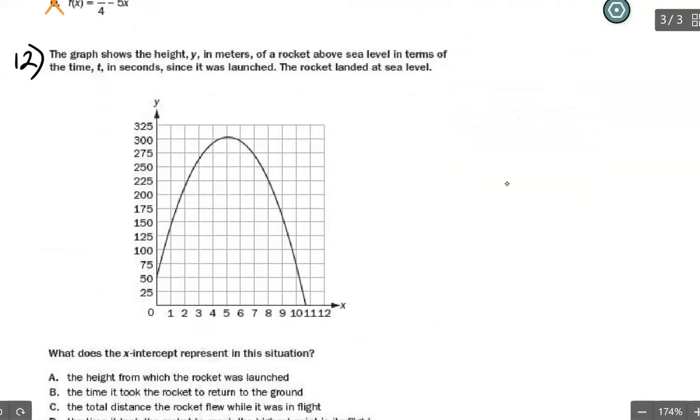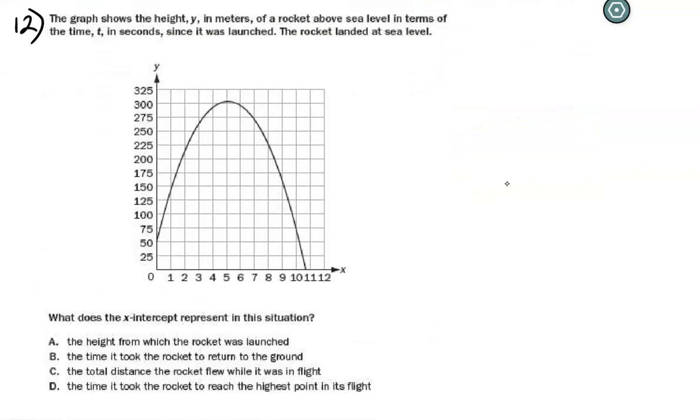All right, number 12, last question. It's very similar to number 10. A graph shows the height, y in meters, of a rocket above sea level in terms of time t in seconds since it was launched. The rocket landed at sea level. Okay, so that means the rocket landed here. That means this is sea level, right? Because y is the height. Okay?